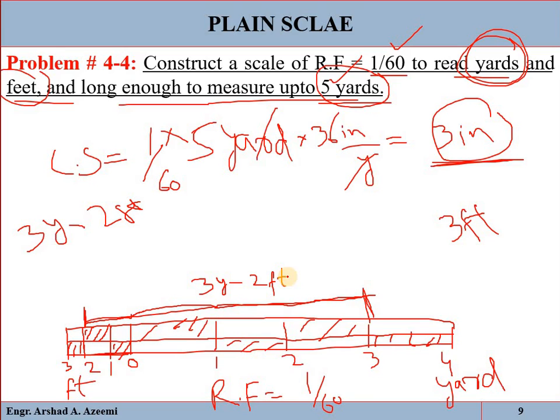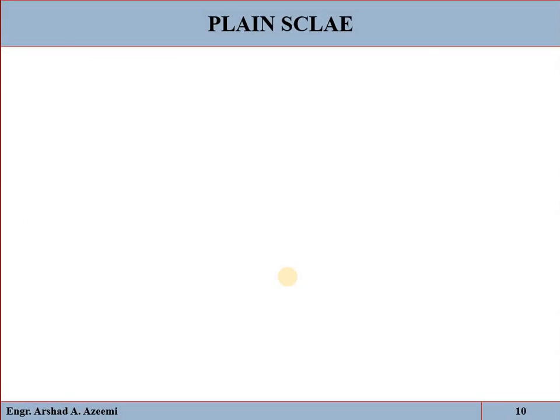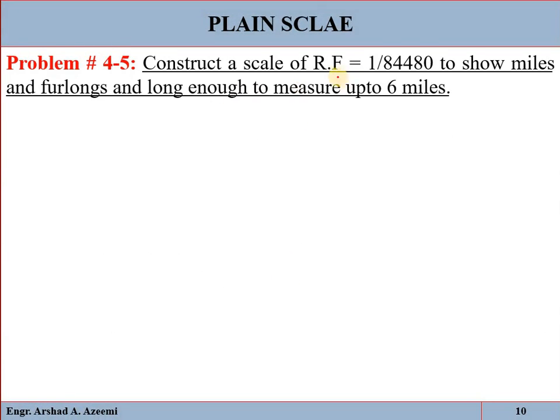Okay, next example is: construct a scale of this representative fraction to show miles and furlongs. Remember, in 1 mile we have 8 furlong, and in 1 mile we also have 1609 meter. This is just the unit conversion.